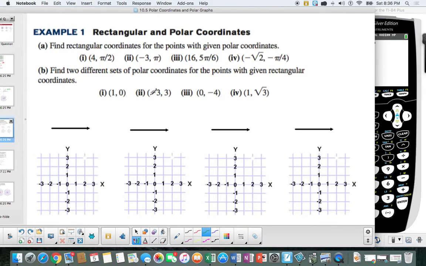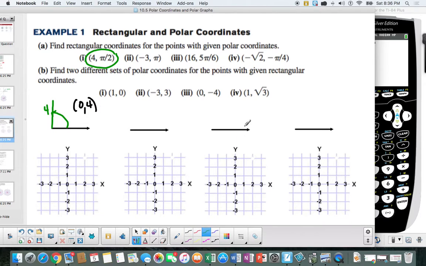All right, let's practice converting. This time we're going to convert from polar to rectangular. So let's go ahead. Here's our pole. We're going to turn pi halves, and we're going to go a distance of 4 units. That means this point in rectangular coordinates will be 0, 4.